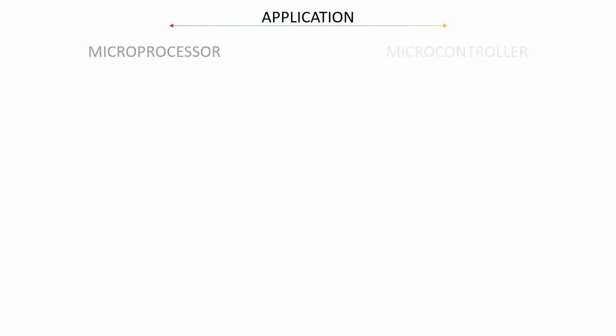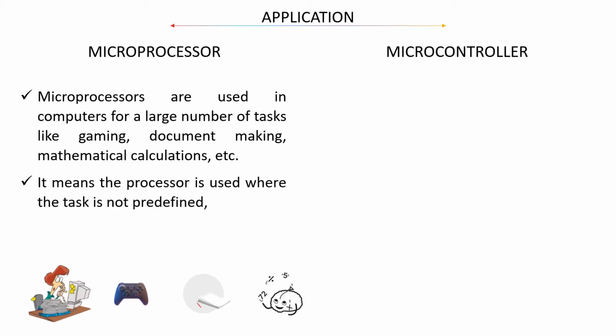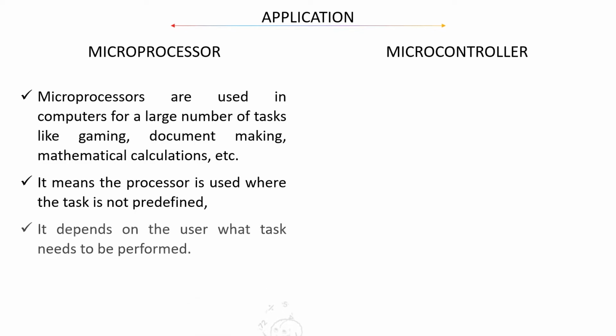Difference between microcontroller and microprocessor. Let's discuss this difference in terms of application first. Microprocessors are used in computers for a large number of tasks like gaming, document making, mathematical calculations, etc. It means that the processor is used where the task is not predefined. It depends on the user what task needs to be performed.